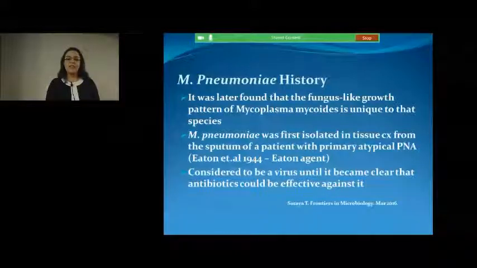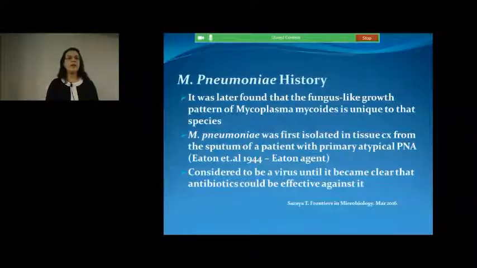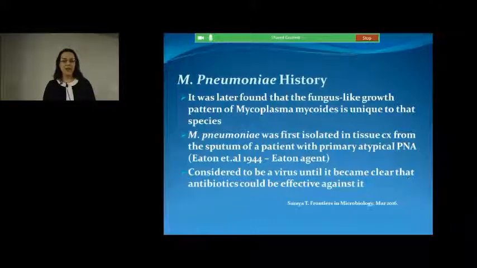It was later found that the fungus-like growth pattern of Mycoplasma mycoides is unique to that species. Mycoplasma pneumoniae was first isolated in tissue culture from the sputum of a patient with primary atypical pneumonia by Dr. Eaton in 1944, and the microorganism was known as the Eaton agent. It was initially considered to be a virus until it became clear that antibiotics could be effective against it.